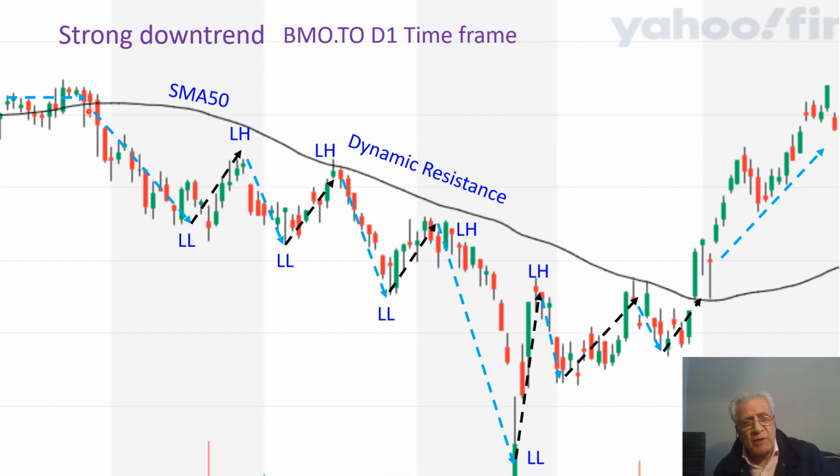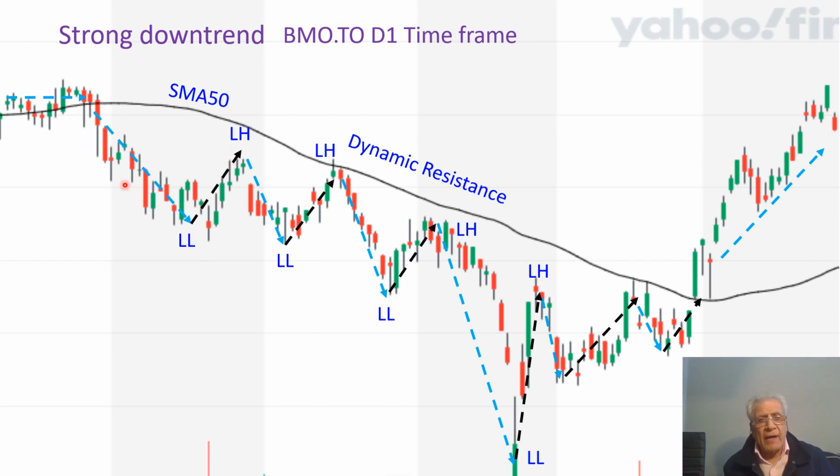Now the price is making lower low, lower high, lower low, lower high, swing low, swing high, swing low, swing high. And in a strong downtrend, the length of a swing low is bigger than the length of a swing high, and this is bigger than this, this is bigger than this. This swing low, they call the long leg of the trend, and this is a short leg of the trend.